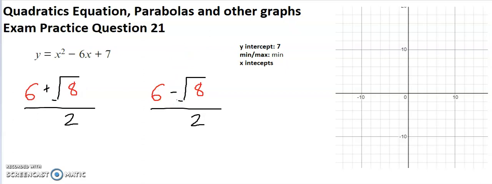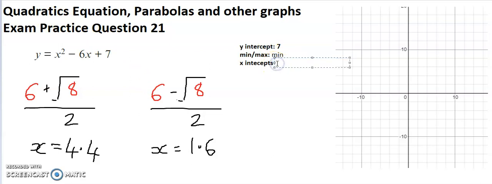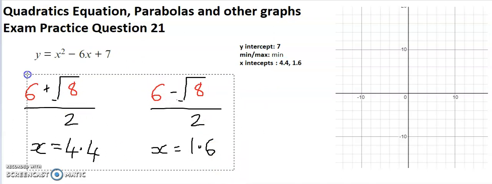So this is where we do need to use our calculators. And this gives us 2 of our x values. The first one is 4.4. And our second x value is 1.6. And I've rounded them. So that gives us our 2 x-intercepts of 4.4 and 1.6.